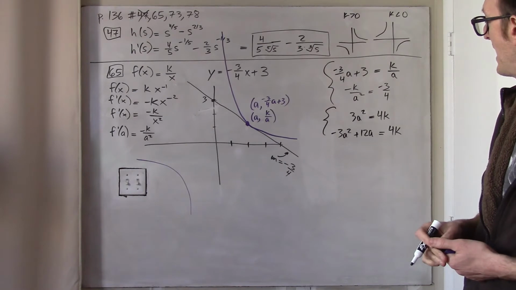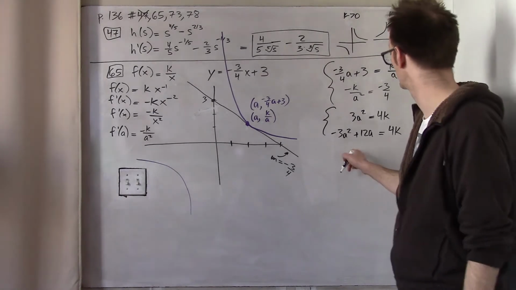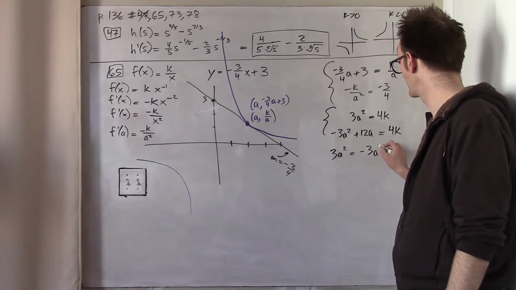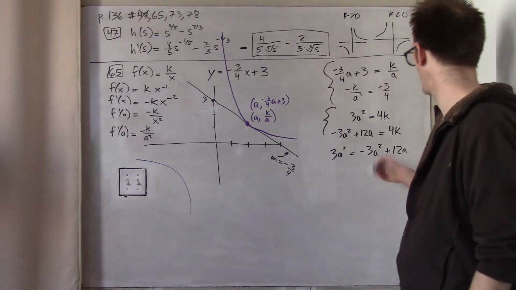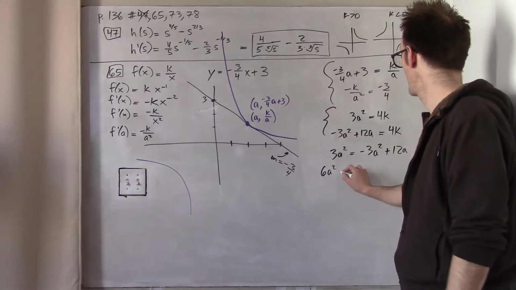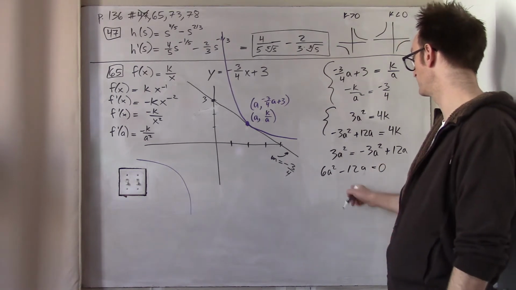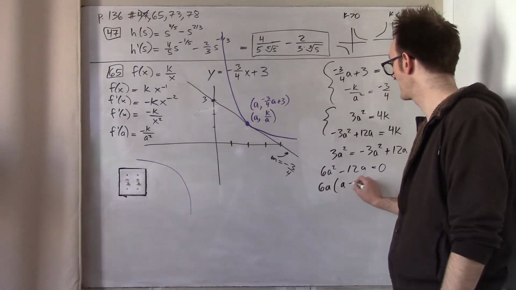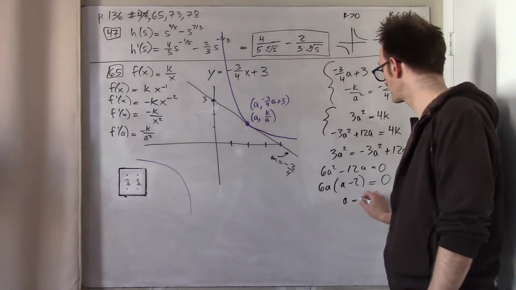All my fractions are gone, and now I can just set these equal to each other and solve this equation. So what do I get? I get that 3a squared is negative 3a squared plus 12a. So what do I get here? 6a squared minus 12a equals 0. I'm being careful about moving everything over to one side so I don't lose any solutions. So what is this? 6a times a minus 2. But of course, a equals 0 is impossible, right? So the only solution to this is a equals 2.